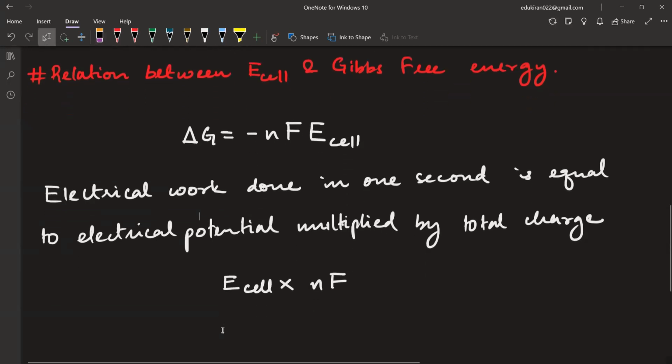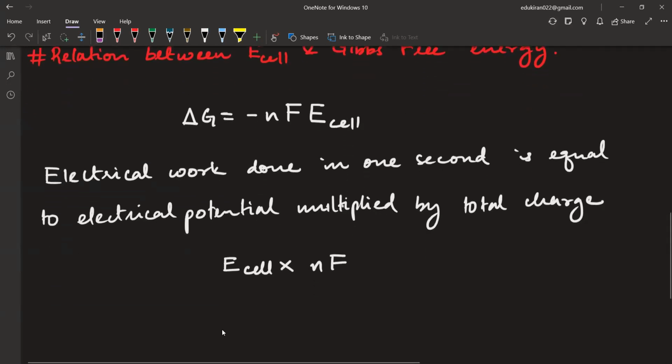And when we have delta G naught, it is equal to minus of nF E naught cell. Right, stuff.